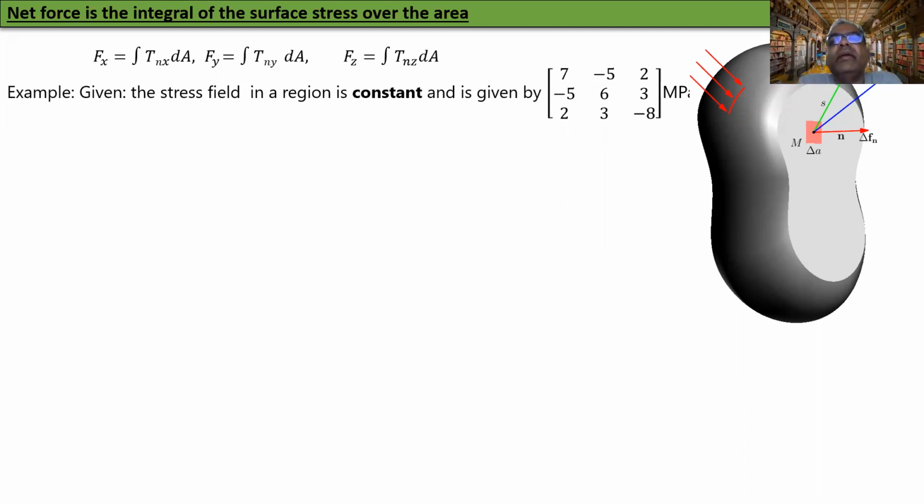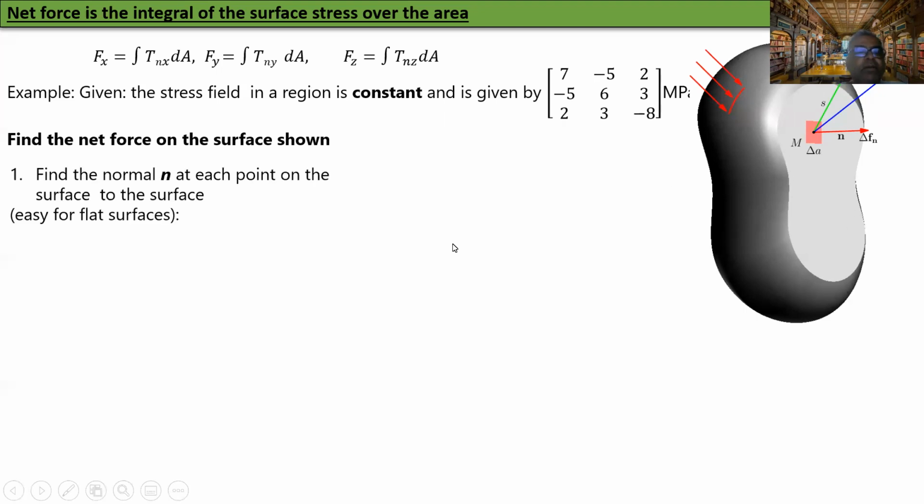Okay, and it's given like this: 7, -5, 2; -5, 6, 3; 2, 3, -8 megapascals. So remember, each column represents one force intensity on one surface. Okay, now find the net force on the surface shown. So this gray colored surface, we want to find the net force on it. So how are we going to do that?